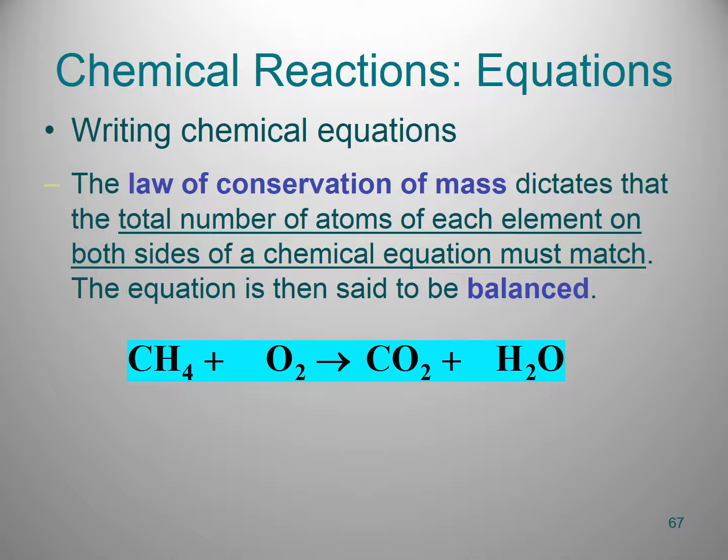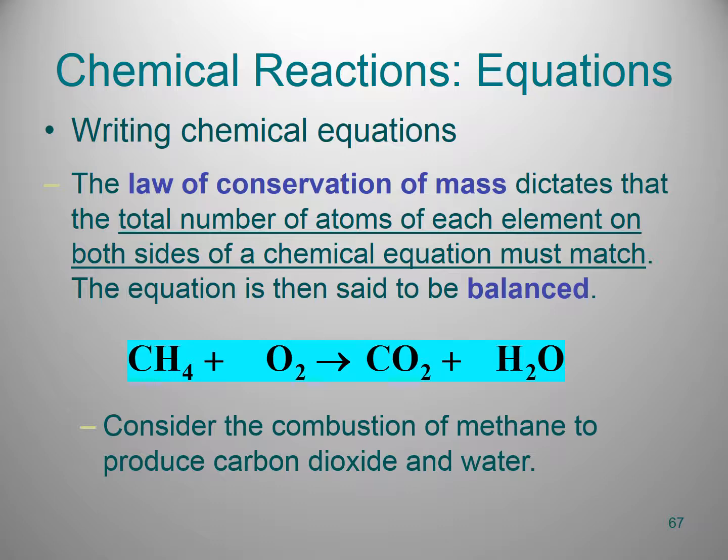So if we look at this equation, CH4 plus O2 gives us CO2 plus H2O. That is not balanced because we have 4 hydrogen on the left, and we only have 2 on the right. The carbons are the same. There's only 2 oxygen on the left and there's 3 on the right. So this is not a balanced equation, and what we're going to go through is how to balance an equation in the next few slides. This is the combustion of methane to produce carbon dioxide and water.